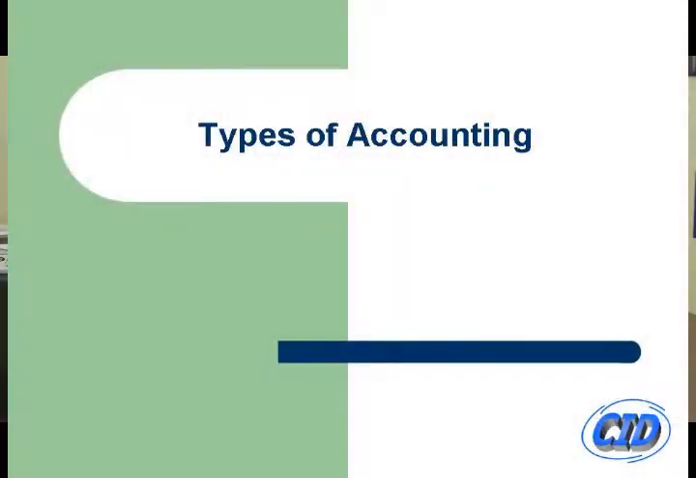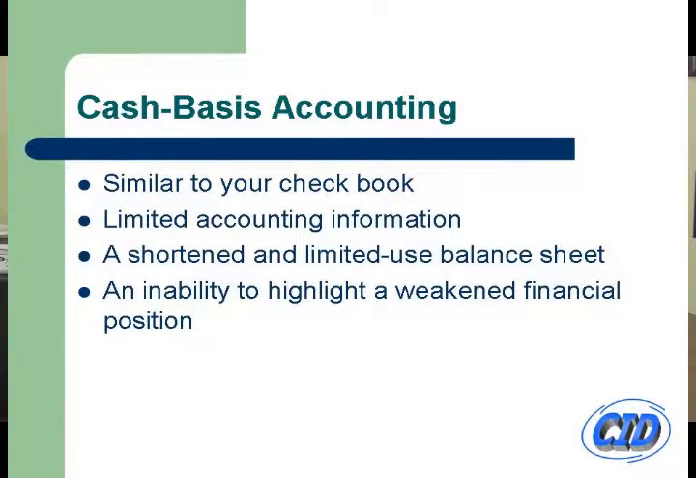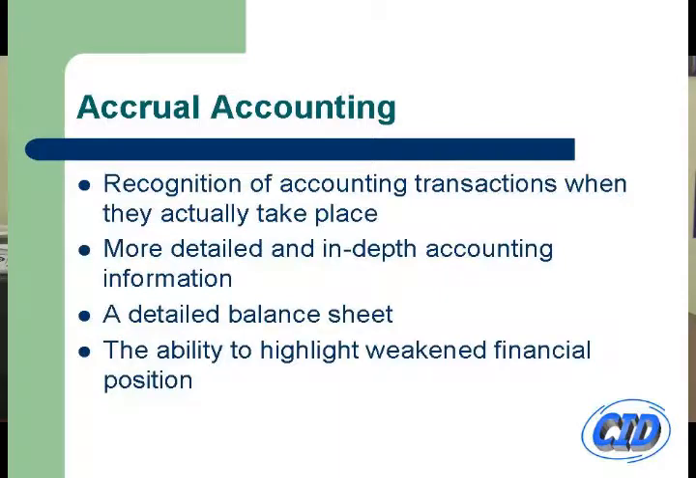There are different types of accounting you have. I mentioned the cash basis accounting. Let's take a brief look at that. It's similar to your checkbook, limited accounting information. It's a shortened and limited use balance sheet, and there's an inability to highlight a weakened financial position. To the contrary of that, you have your accrual accounting, which is a recognition of accounting transactions when they actually take place. There's more detailed and in-depth accounting information that you'll get. You get a more detailed balance sheet, and you have the ability to highlight a weakened financial position.